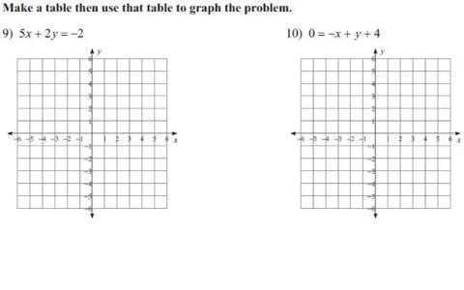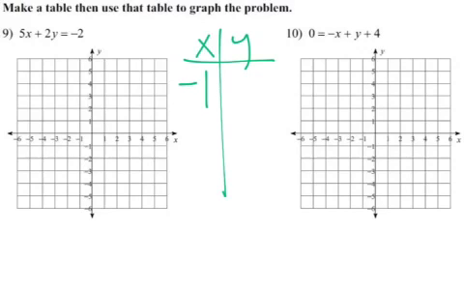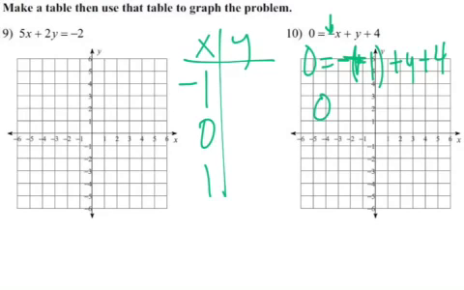Okay, on number 10, same idea. The x and the y, we can make negative 1, 0, and 1. So this is kind of the tricky part. If there's a negative in front of your variable, keep the negative and put whatever you had inside. And I know it looks weird. Okay, so minus a negative actually makes a positive, so it's really like 1 plus y plus 4.